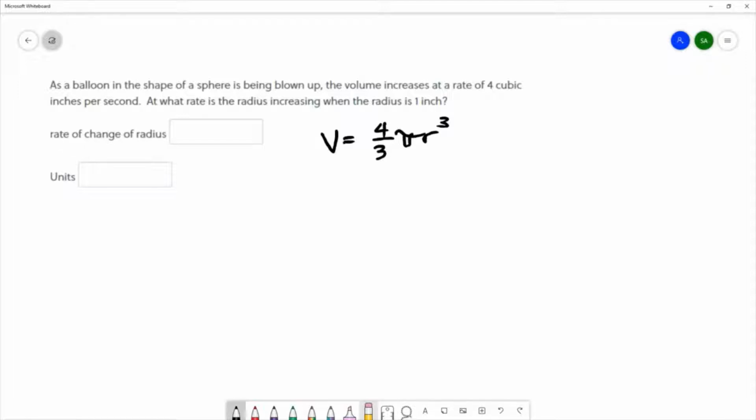So we're going to represent this as a derivative. The derivative of volume with respect to time, that is the rate that the volume is changing. That is 4 inches cubed per second. You could also write this as V prime.